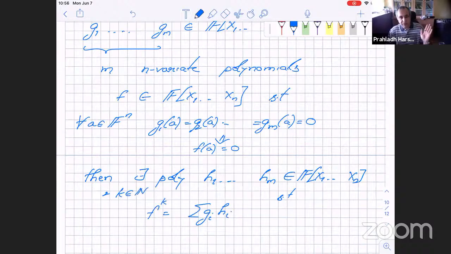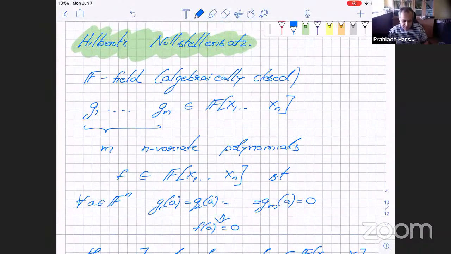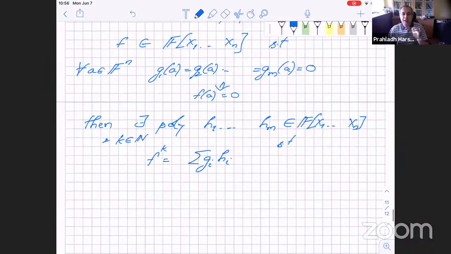This is Hilbert's Null-Ansatz. It's a very deep theorem in mathematics. It's the basis for a lot of things. Hilbert proved this for us. What we will show is there are special cases for which this theorem is actually trivial to prove. And combinatorial Null-Ansatz is a consequence of that.